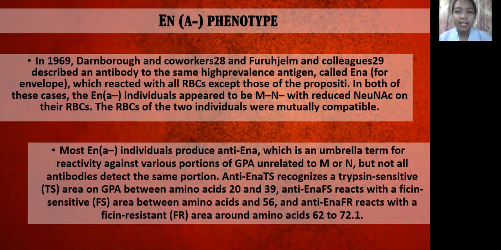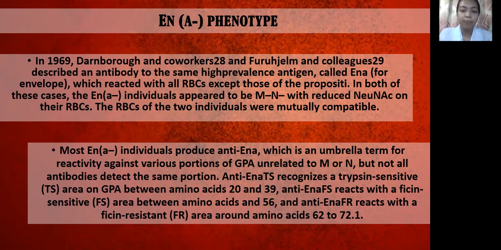Most EN(a) negative individuals produce anti-ENa, which is an umbrella term for reactivity against various portions of GPA unrelated to M or N, but not all antibodies detect the same portion. Anti-ENaTS recognizes a trypsin-sensitive area on GPA between amino acids 20 and 39. Anti-ENaFS reacts with a ficin-sensitive area between amino acids 56 and 62. Anti-ENaFR reacts with a ficin-resistant area around amino acids 62 to 72.